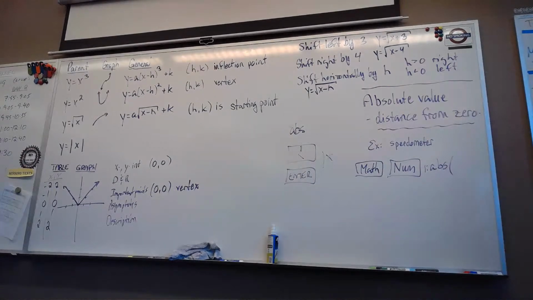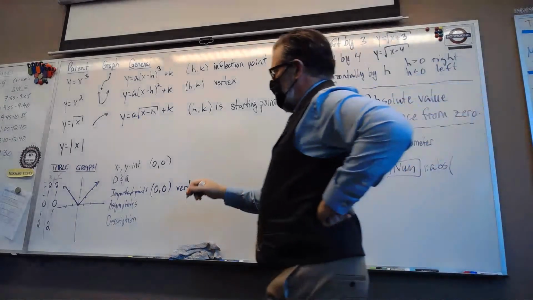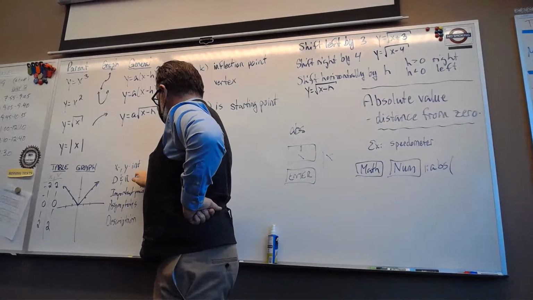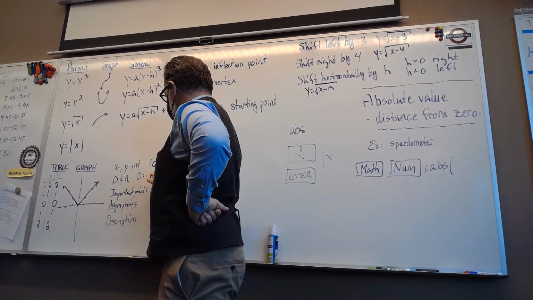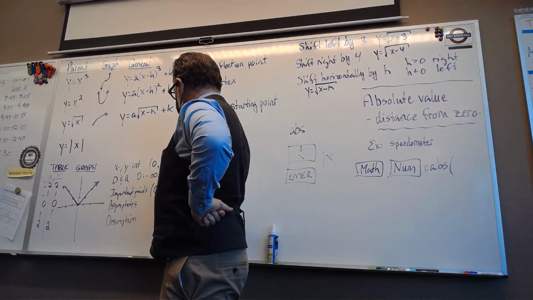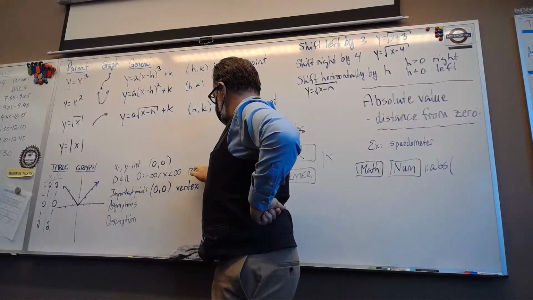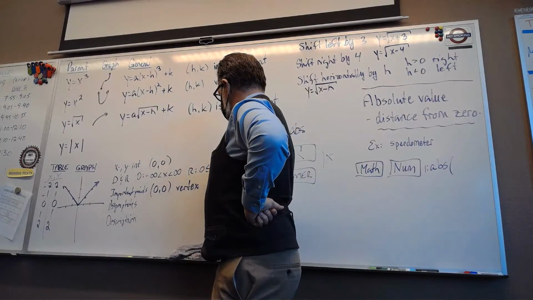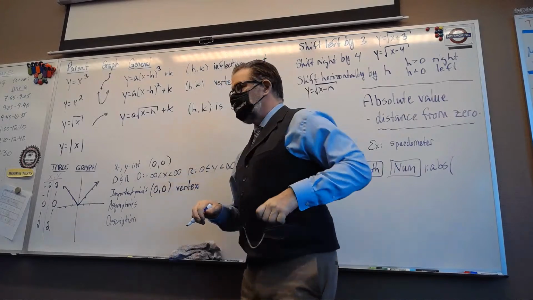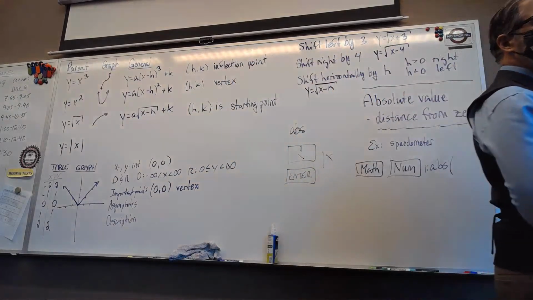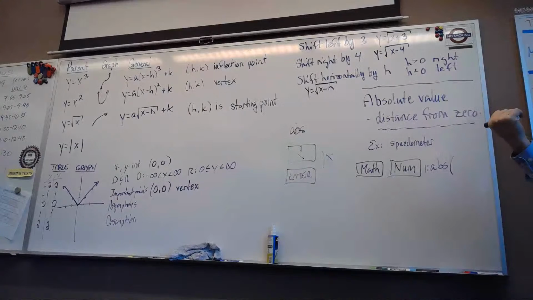Brett, pick one. Domain: negative infinity less than x less than infinity. Range: 0 less than or equal to y less than infinity. Cool. Notice this one goes forever in both directions, left and right, but up and down it starts at 0 and goes up from there. Cool. Thank you, Brett.